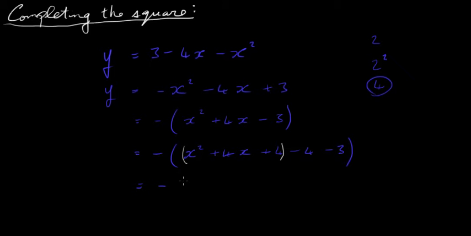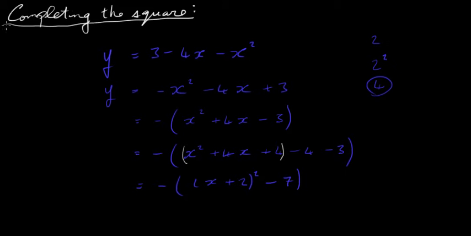So I have this minus here. Now I'm going to take this part here. If you factorize that, what you'll end up with is x plus 2 times x plus 2, which is x plus 2 squared. So that's this part here. Now I have a minus 4 minus 3 here, so that's just simply minus 7.